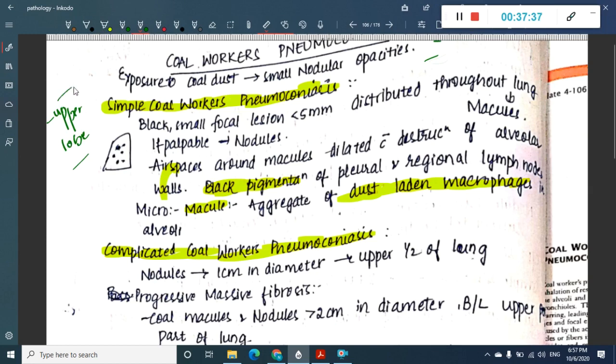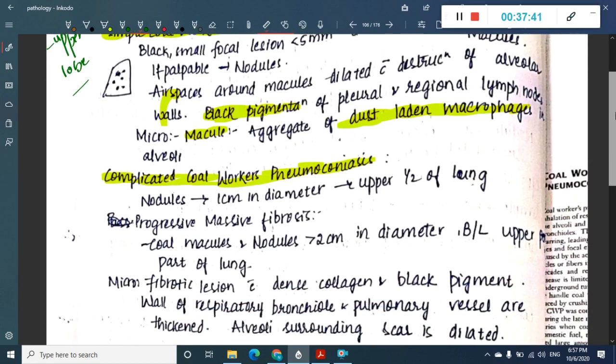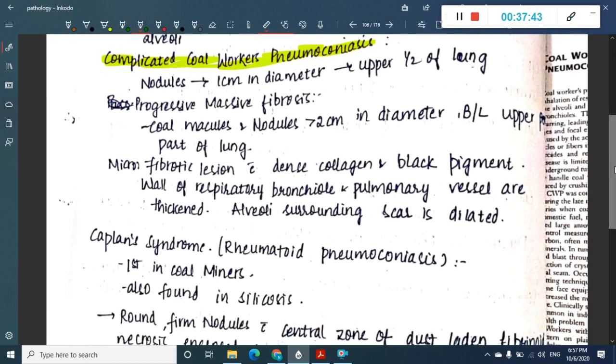Okay, next if you see in the complicated coal workers pneumoconiosis, you see presence of nodules mainly. Now what do these nodules consist of? Macules, I said they are mainly the aggregates of macrophages. Fine. Then what do nodules consist of? Nodules are mainly the aggregates of macrophages along with the collagen. Macrophages plus collagen are seen in the coal nodules.